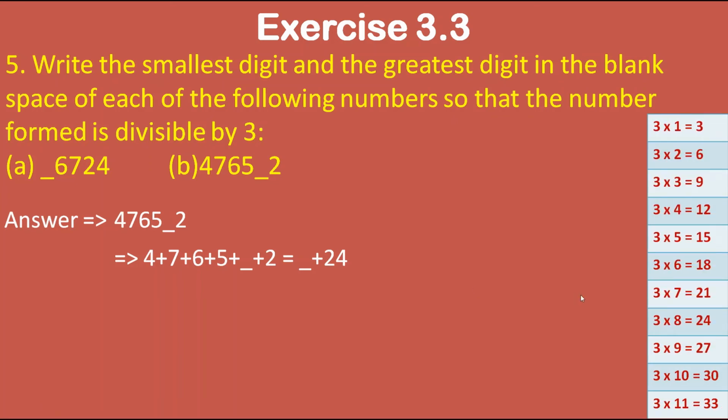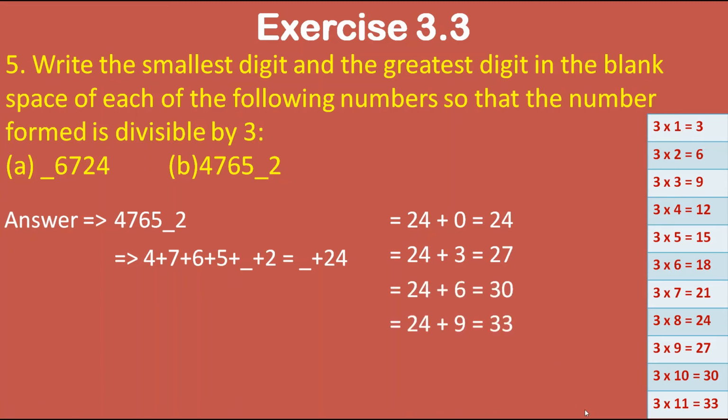See here, 24 is also a multiple of 3. Okay, so above 24 there are these many numbers which are multiples of 3. So to get 24 we have to add 0, right? 24 plus 0 gives 24. Next, to get 27 we have to add 3. To get 30 we have to add 6. To get 33 we have to add 9.